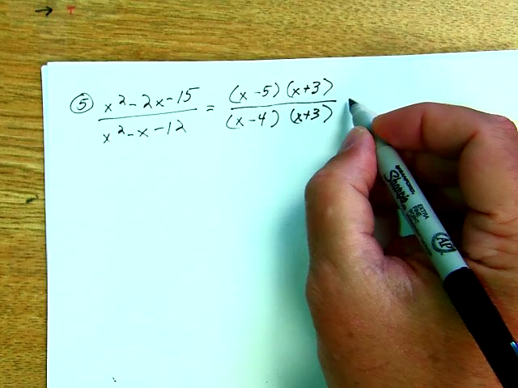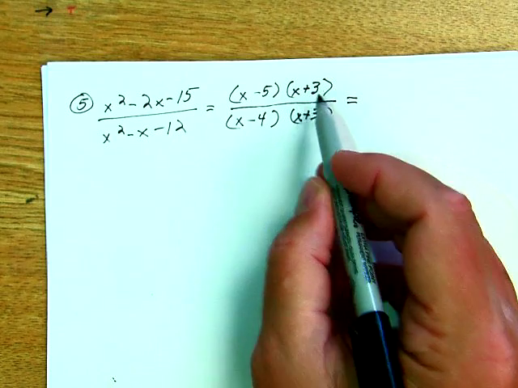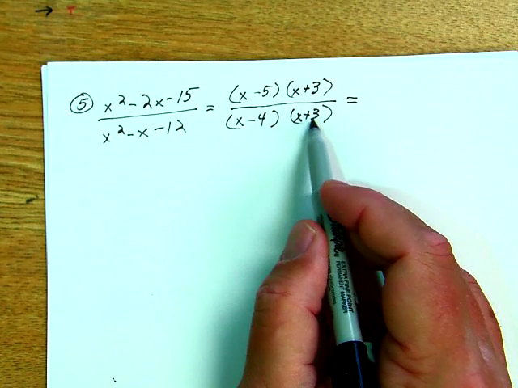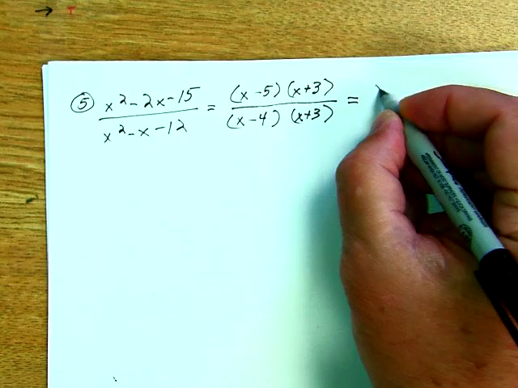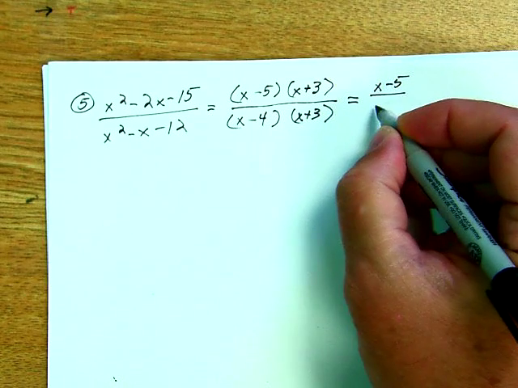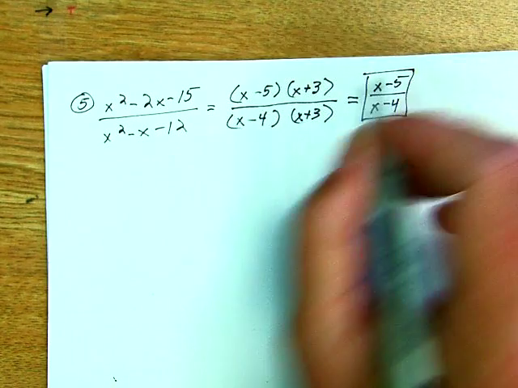Now if I look at it, I've got the same value, x plus 3 on the top and x plus 3 on the bottom. That's really just 1. So I can eliminate those two, and my final answer is x minus 5 all over x minus 4. And there it's simplified.